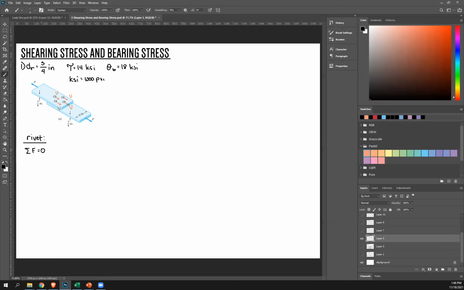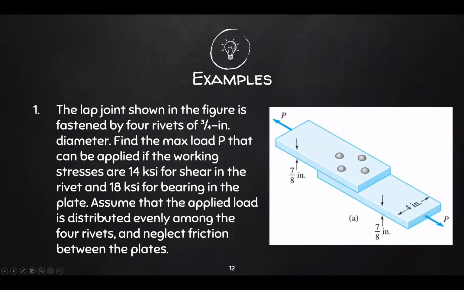Summation of forces equals 0. Let's say this is the negative direction, so negative P, and these are all positive directions, so plus 1, 2, 3, 4, 4V equals 0. From this, we can conclude V equals P over 4. You can only do this because the force is distributed evenly. That's why all of them are the same V reaction, because it's distributed uniformly. If it's not, you can't do what we just did.